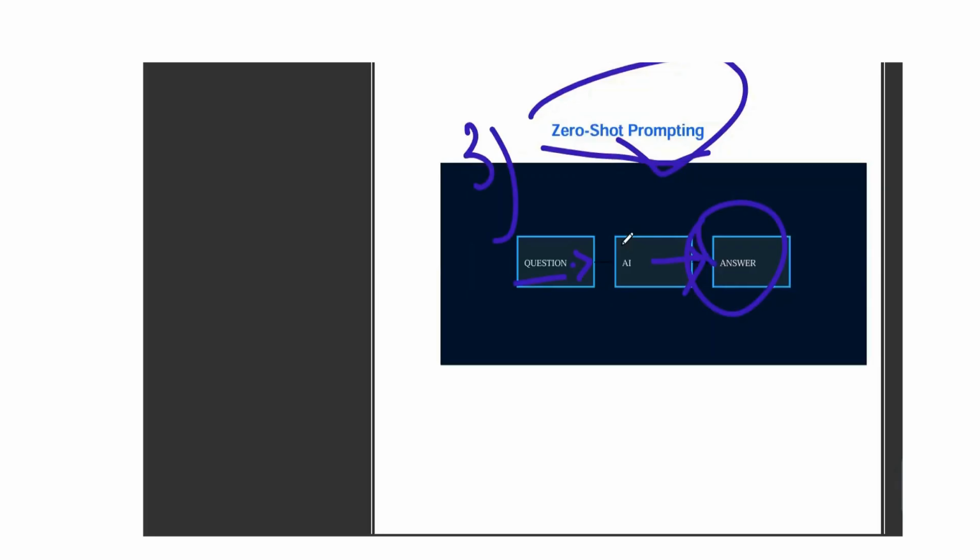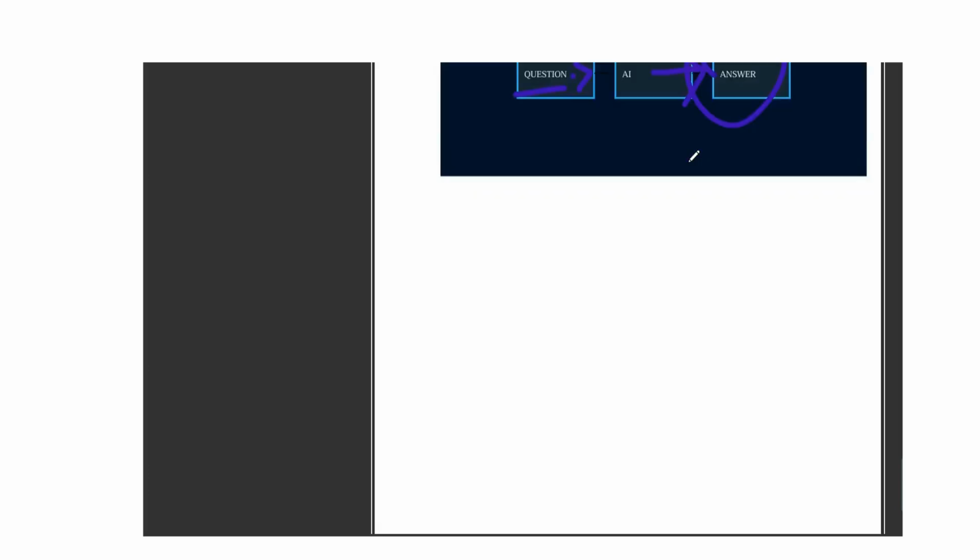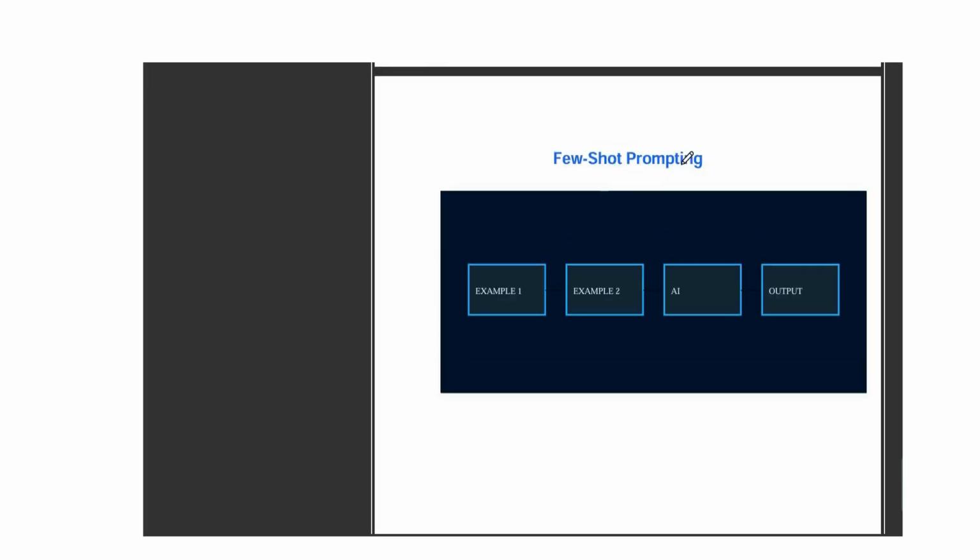For example, summarize this article in 5 points. That is called zero shot prompting. Understand? And the second one is few shot prompting. Okay.